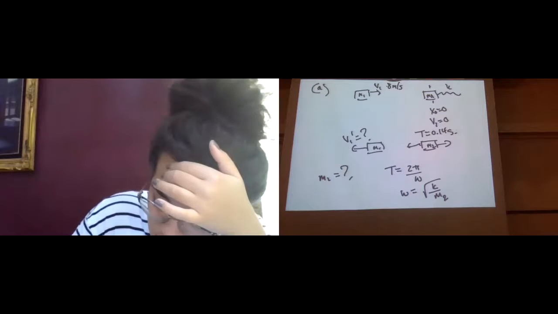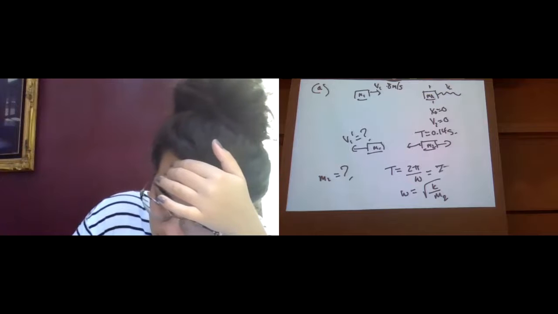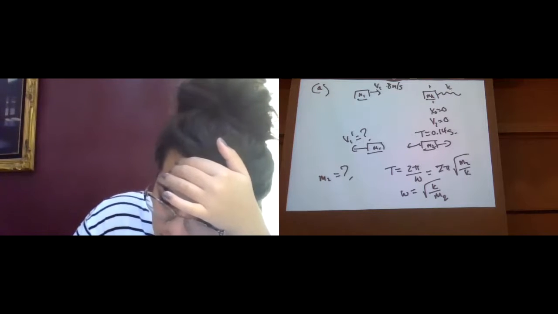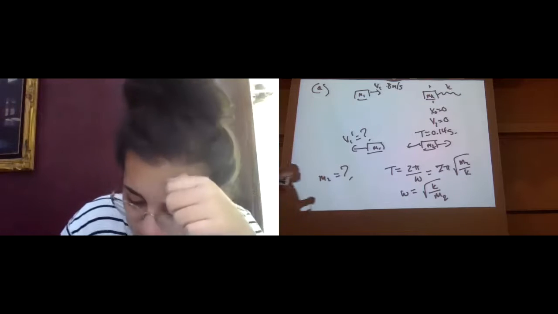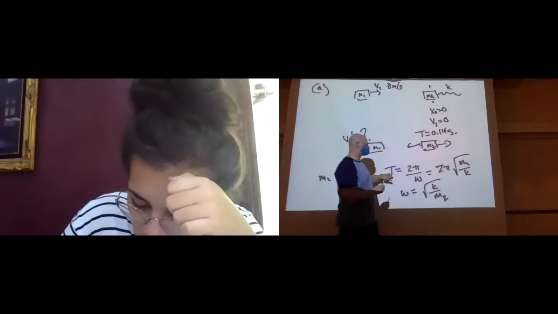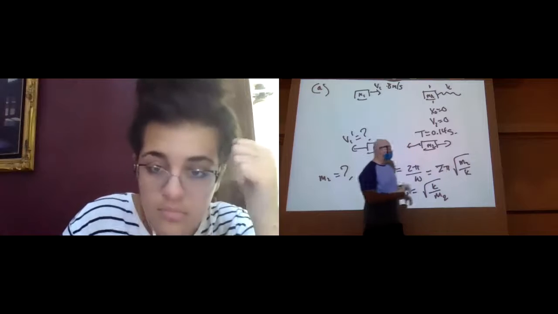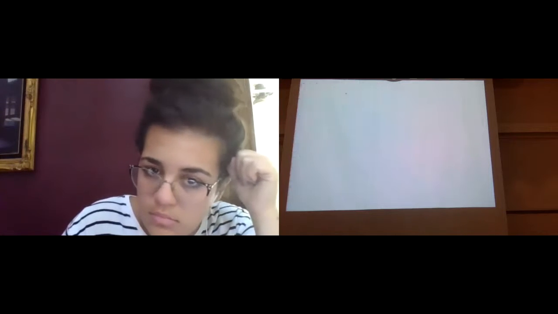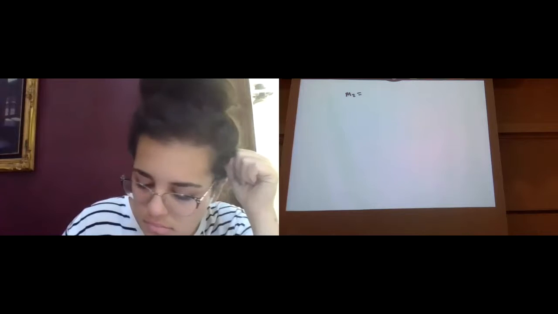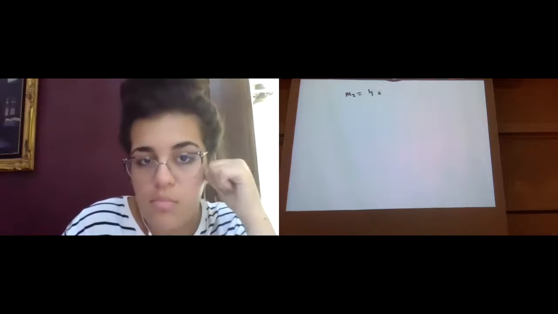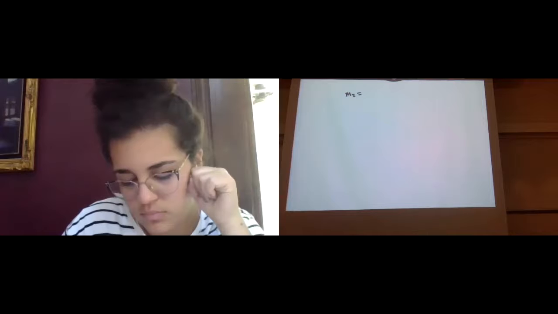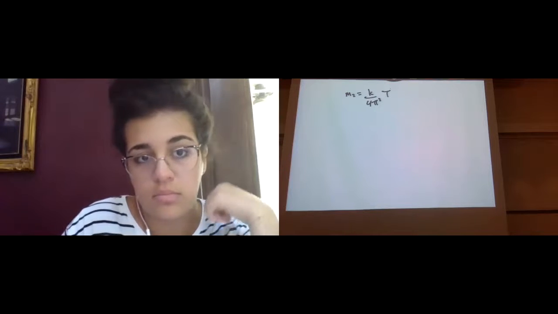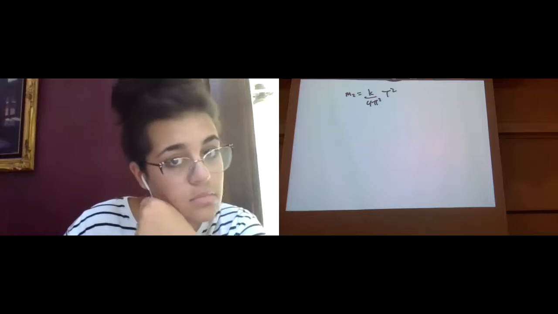From here, let's plug this in. The period is equal to 2 times pi times the square root of m2 divided by k. From here, what I want is m2. So I'm going to divide both sides by 2 pi and square to get rid of the square root. Let's switch to another page. So I get m2 equal to, oops, sorry, that needs to be on the bottom, k divided by 4 times pi squared times the period squared. So this is m2.